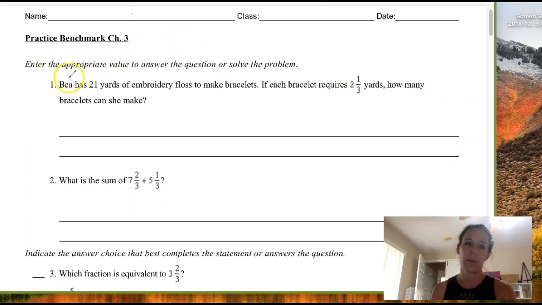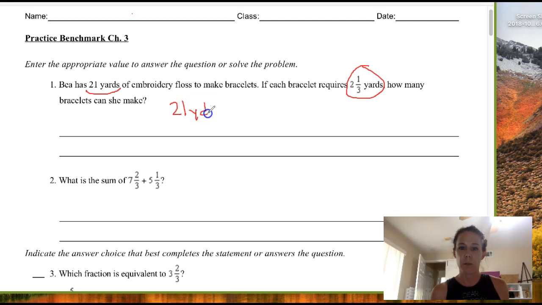Let's start with the first one. Bay has 21 yards of embroidery floss to make bracelets. If each bracelet requires 2 1/3 yards, how many bracelets can she make? So we have 21 yards, and that's how much we have total. And one bracelet takes 2 1/3 yards. So I need to figure out how many bracelets I can make with 21 yards.